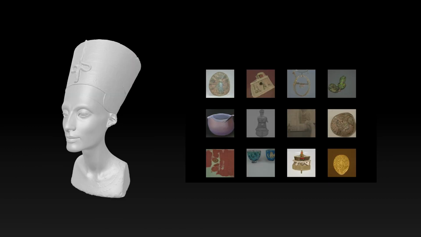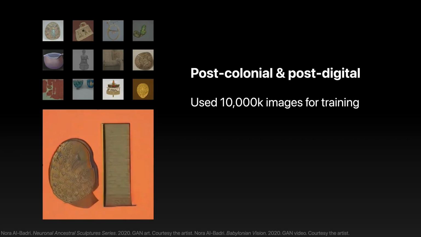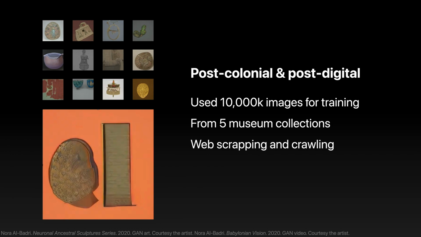But there's a problem within projects like this, which is ethical concerns. Oh my gosh, these two words confuse my tongue. Okay, ethical concerns. Because for the Babylonian Vision and the other final results, the name is too long, the artists used 10,000 images for training from 5 museum collections. But all of the images the artist got were from web scraping and crawling. Basically that means no official agreement from the institution. So there's some problem right here.